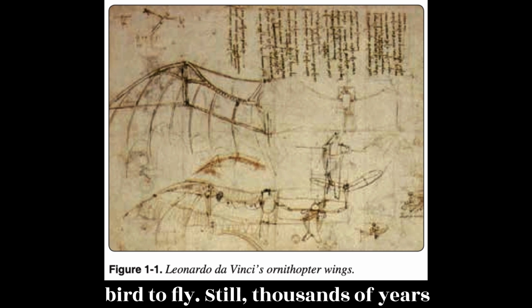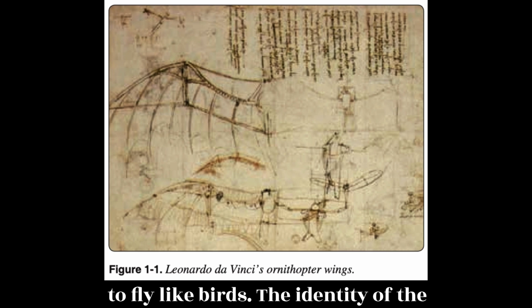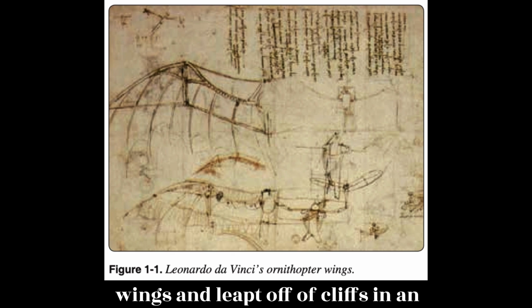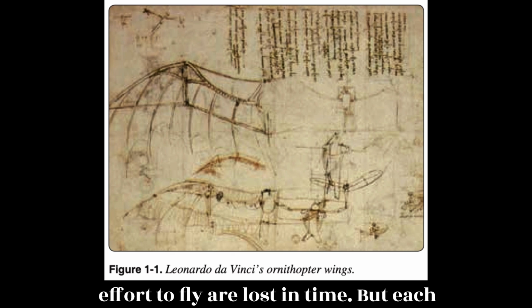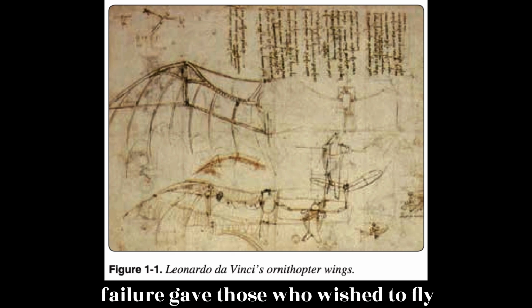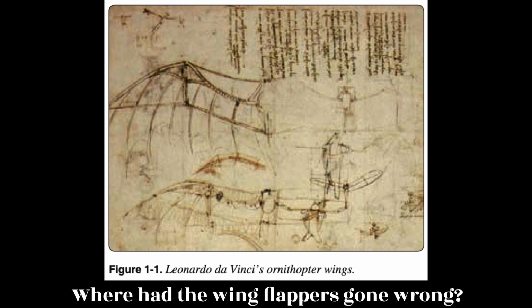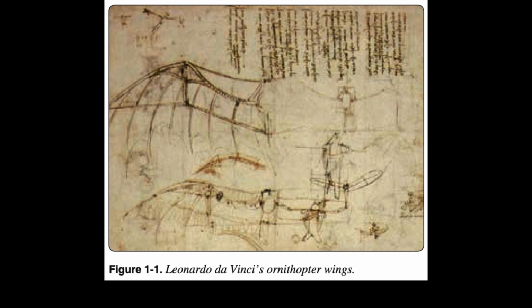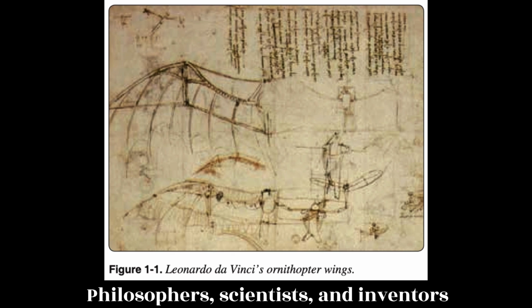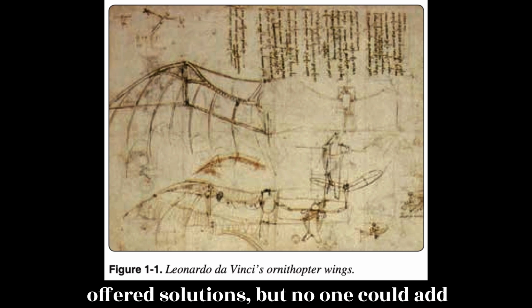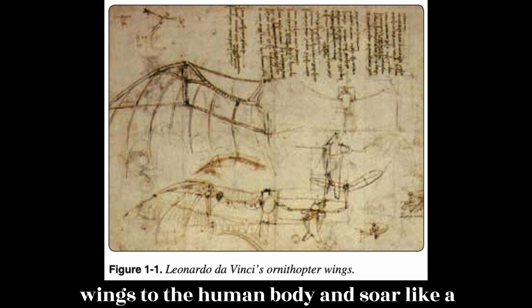Still, thousands of years and countless lives were lost in attempts to fly like birds. The identity of the first birdmen who fitted themselves with wings and leapt off of cliffs in an effort to fly are lost in time. But each failure gave those who wished to fly questions that needed to be answered. Where had the wing flappers gone wrong?